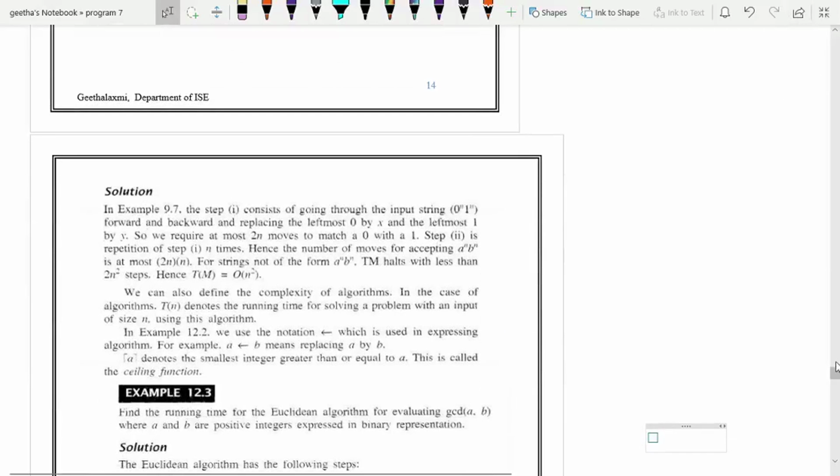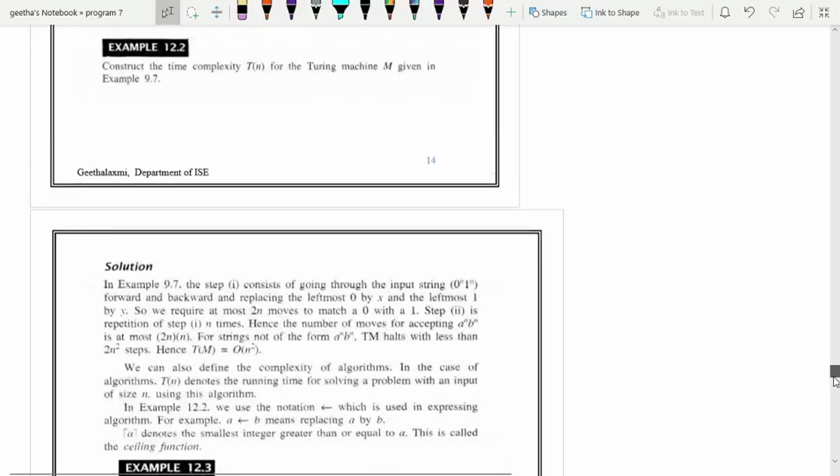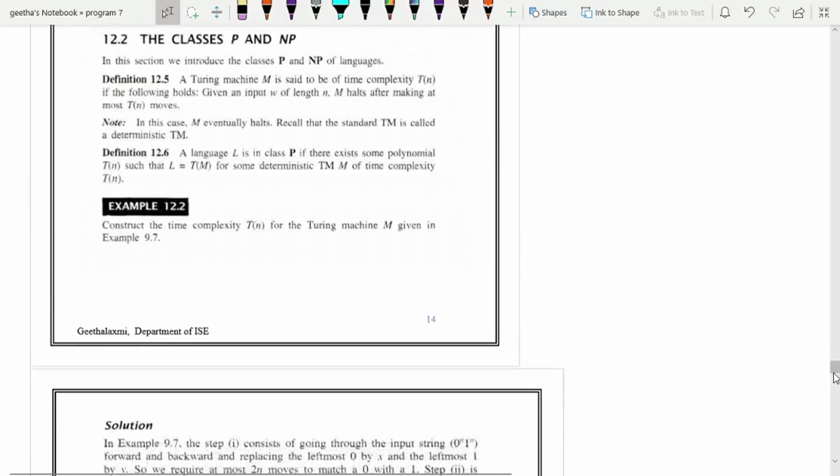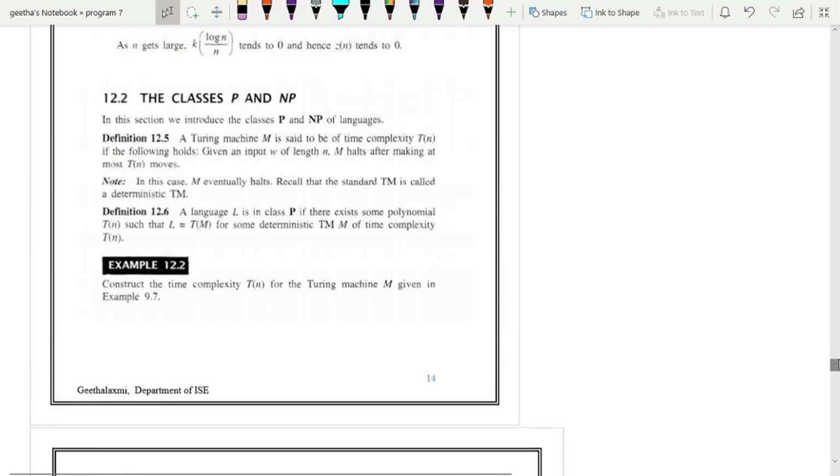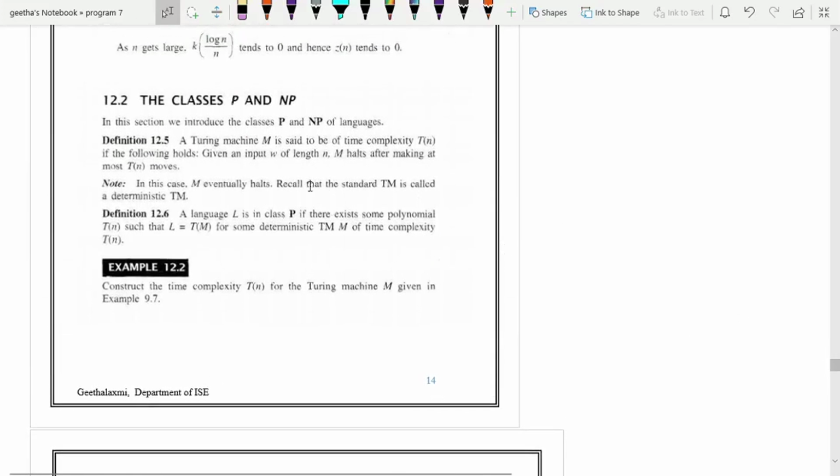Now we will see the classes of P and NP. What is P? P stands for polynomial time and NP stands for non-deterministic polynomial. So now here we are going to introduce the classes P and NP of languages. Okay, Turing machine. So that's why we need to understand the definition.